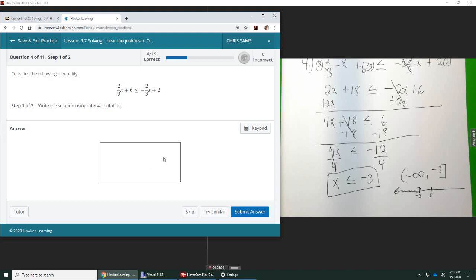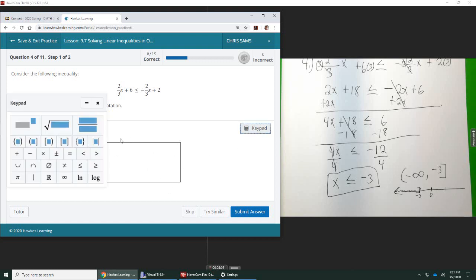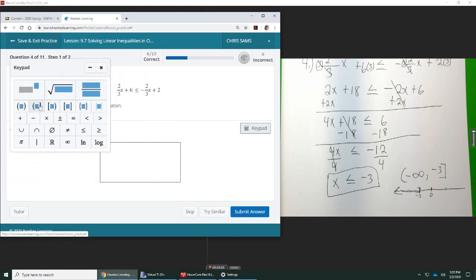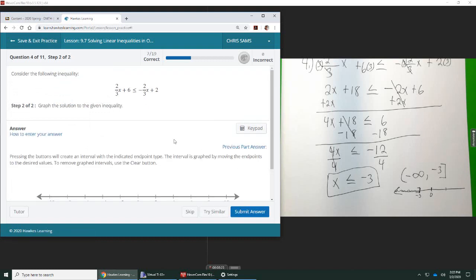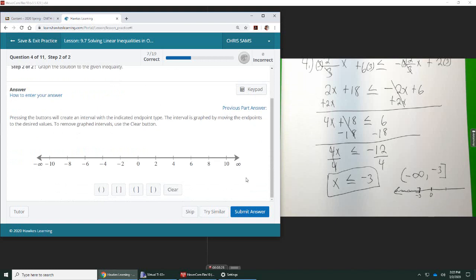Okay, so interval notation first. Get the keypad. We're going to do a half open. So I want the close on the right side. Negative infinity up to negative 3. And then when we graph it, so kind of drawing it out here, same thing, half open, bring the right side to negative 3. And the left side is going to go all the way to negative infinity.